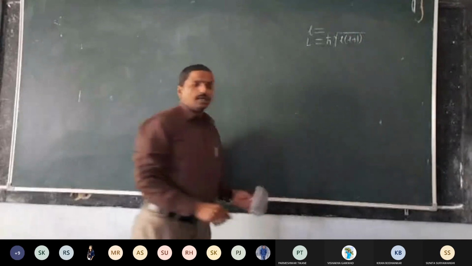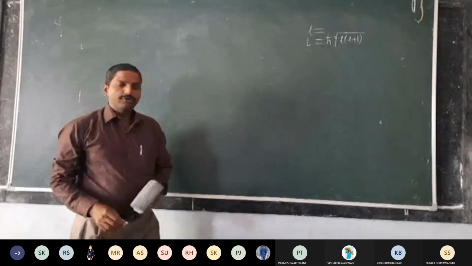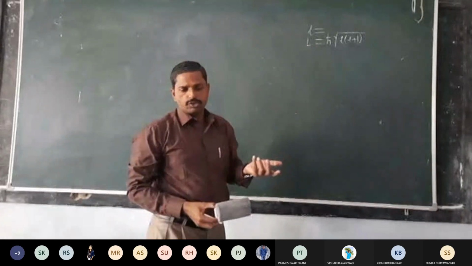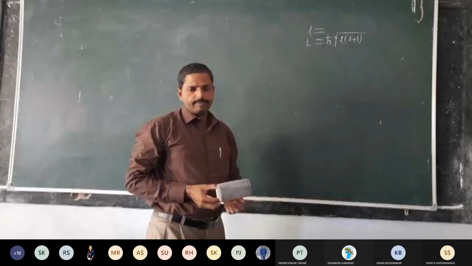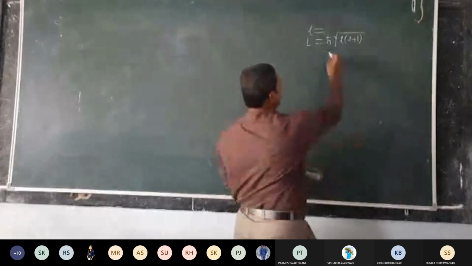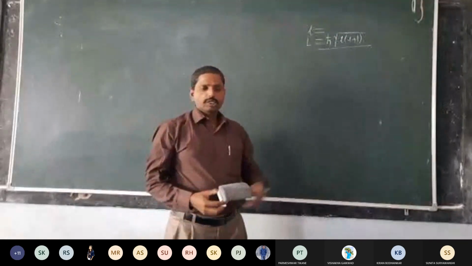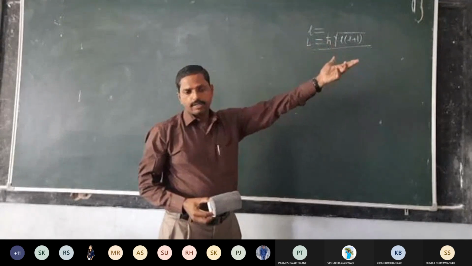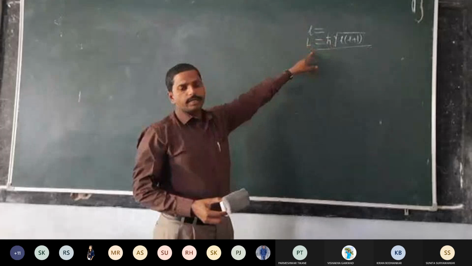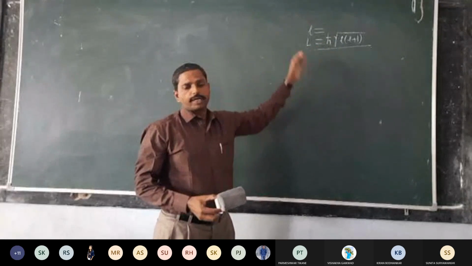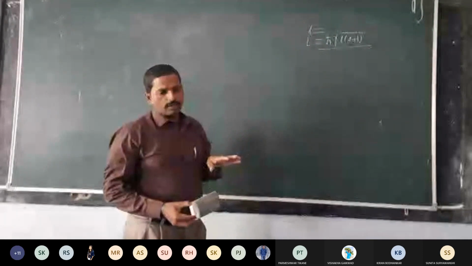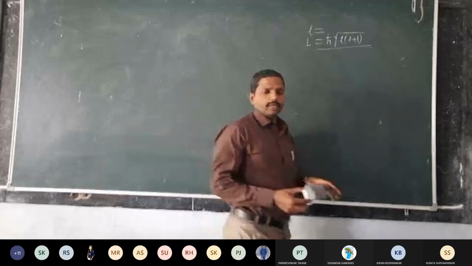That means it gives you the magnitude of this L, that is the angular momentum. This gives you the magnitude of angular momentum, and we know that the magnitude of the angular momentum is in the order of h cross. That thing we already saw. It means that the magnitude of the angular momentum is given by the orbital quantum number.